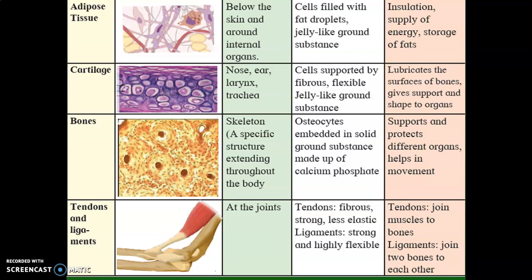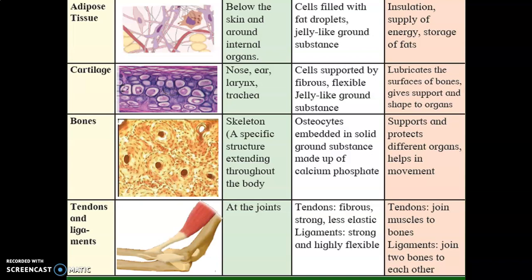So this fat layer does not allow the body's heat to escape from the body. That is called insulation. Then it also supplies energy. You all know that fat is a very good supply of energy and storage of fat. Okay, so again, an important type of tissue.